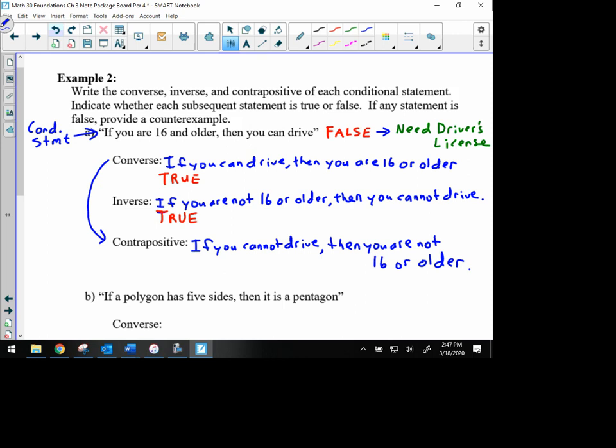Or maybe someone is injured. They have their driver's license, but they're injured. They're unable to drive for that reason, not just because they're not 16 yet. So this would be a false statement.